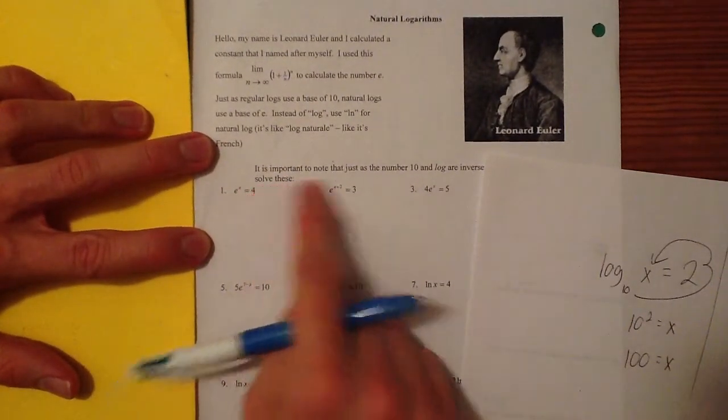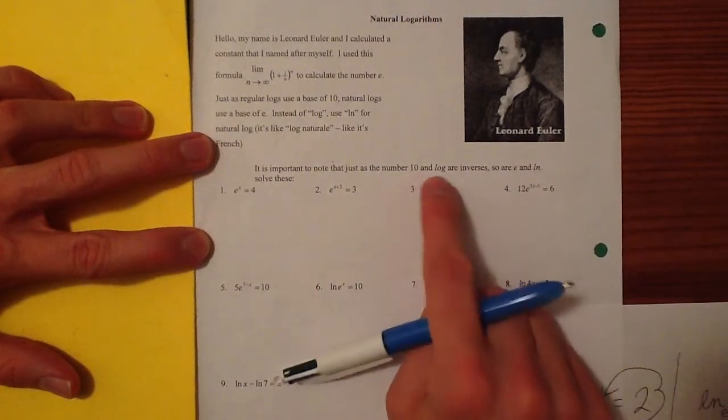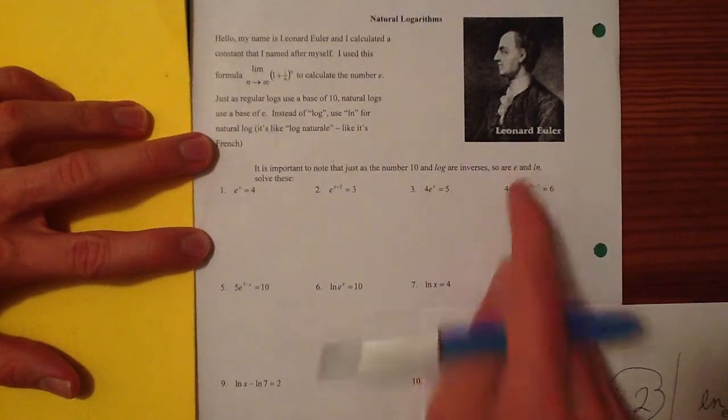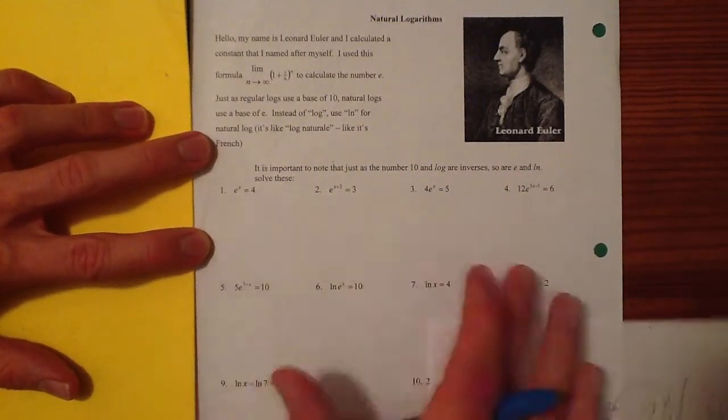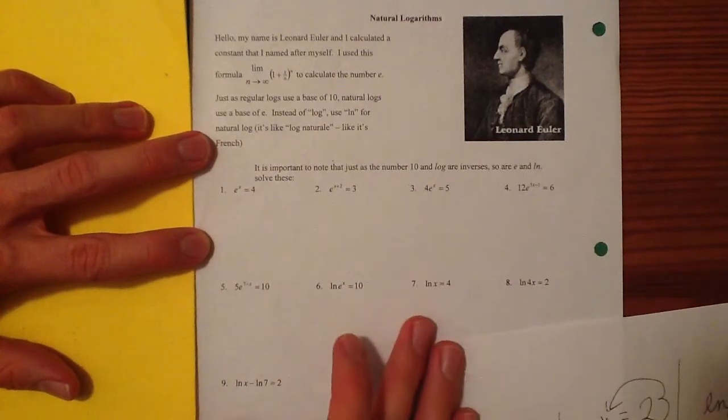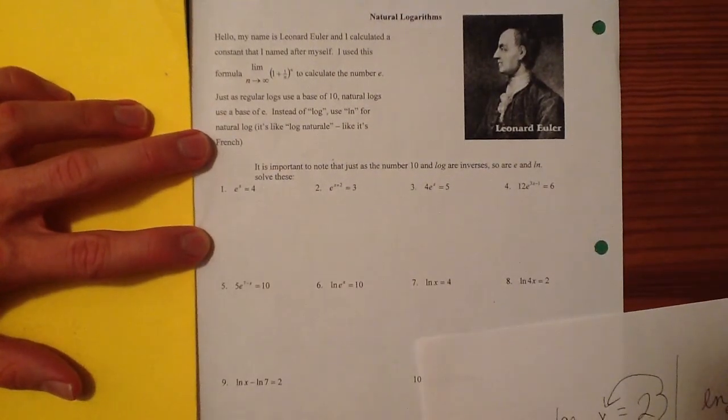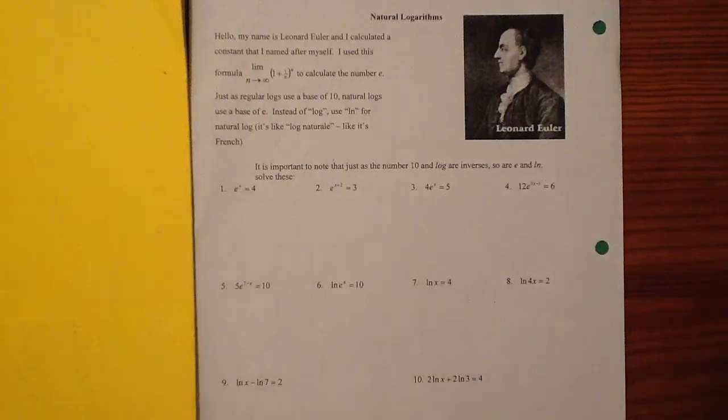Okay. It's important to note just as the number 10 and log are inverses, so are e and ln. And so, because I may not have room to work everything out on here, I'm going to use some scrap paper. If you want to squeeze it in here, that's fine. But let's go ahead and start with number 1.